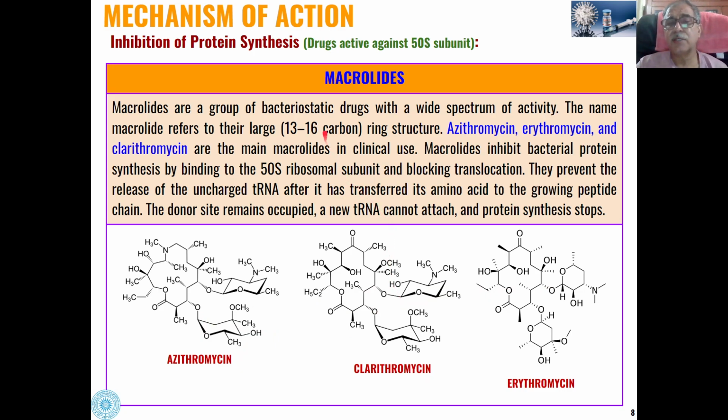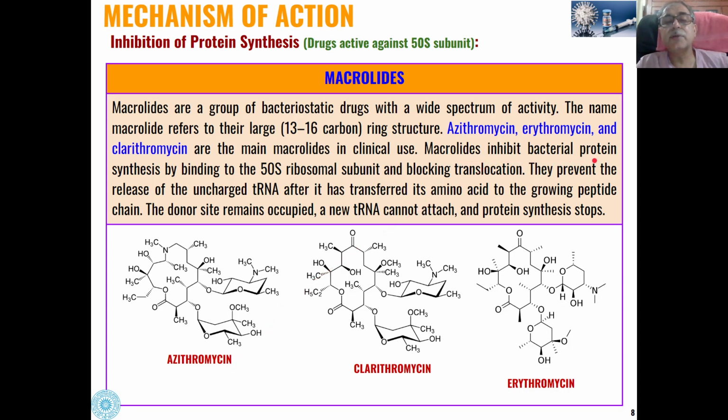They are bacteriostatic in nature and they show a wide spectrum of activity. That means they are effective against gram-negative as well as gram-positive bacteria. Macrolide generally refers to a large ring structure, from 13 to 16 carbons, as you can see over here. So these types of ring structures are called macrolides, and azithromycin and erythromycin were also used against COVID-19 infections in recent years.